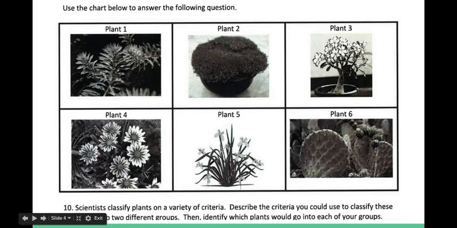Plant 5, it has flowers too. So I know I can put plant 3, plant 4, and plant 5 in a group, and I'm going to call them flower plants or plants with flowers. Now, let me look at the plants that are left. Plant 1, plant 2, and plant 6. Well, they can go in a group together because they don't have flowers. My 2 groups are plants with flowers or plants without flowers.